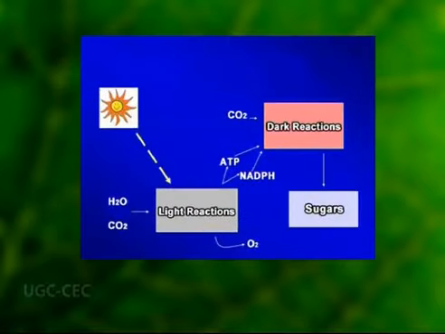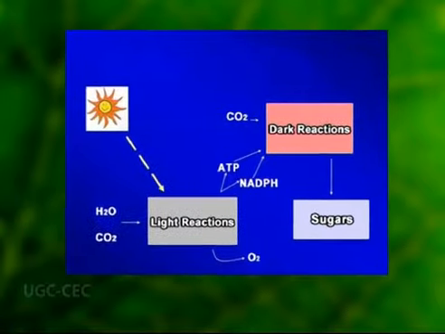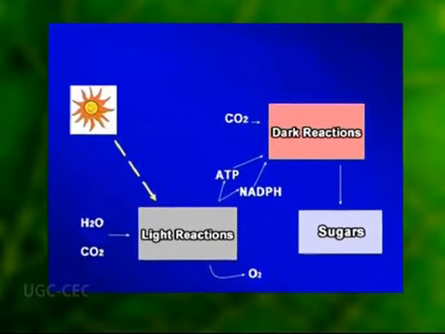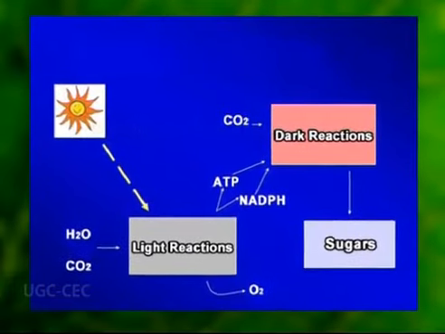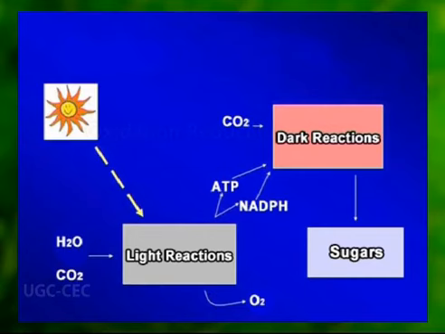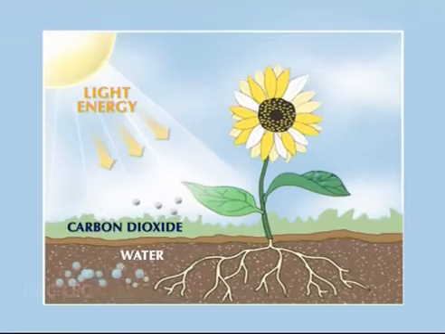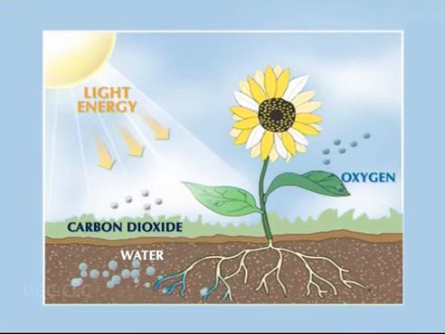This process consists of a series of chemical reactions that require carbon dioxide and water and store chemical energy in the form of sugar. Light energy drives the reactions. Oxygen is a byproduct of photosynthesis and is released into the atmosphere.